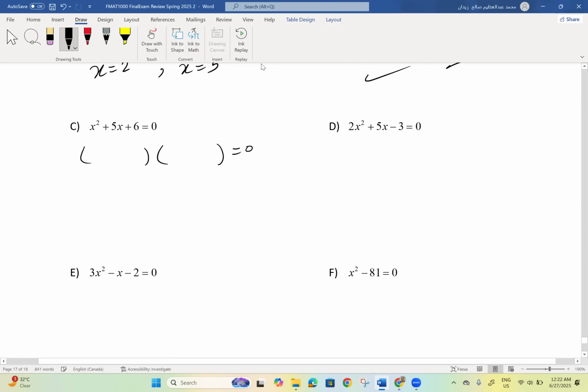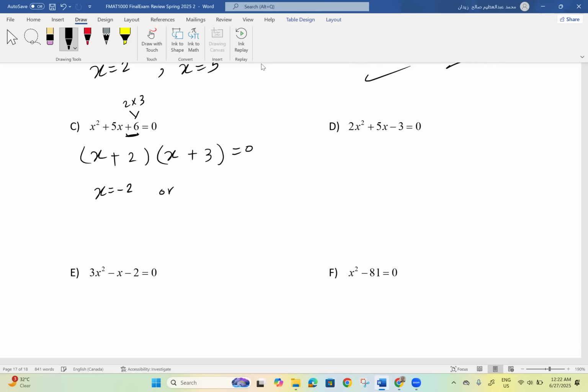You can stop the video now and do it yourself. And after that, check your answer with me. The 6, I'm looking for two numbers, the sum of them, not the difference. The sum is 5 because 6 is a positive number. So 2 times 3, nice, because 2 plus 3 is 5. So x may be negative 2 or x may be negative 3.